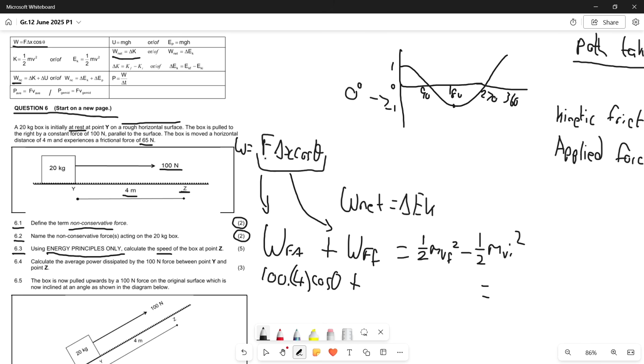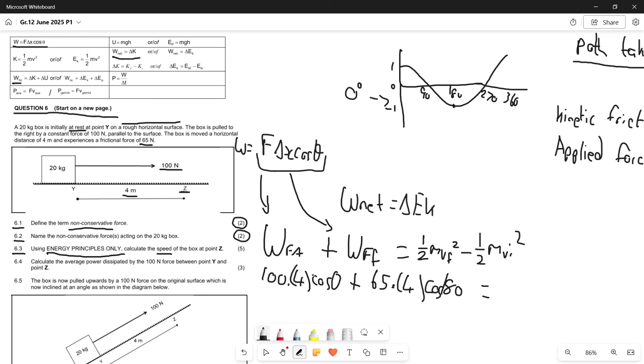So that means if we are plugging in the F over there for our force, for the frictional force, they told us it has a frictional force of 65 newtons. So we have that over there. And then the distance is the same, considering the frictional force is moving for 4 meters as well. And the only other different thing here, like we chatted about, is the fact that it is cos 180, because the frictional force is opposing the direction of the applied force.